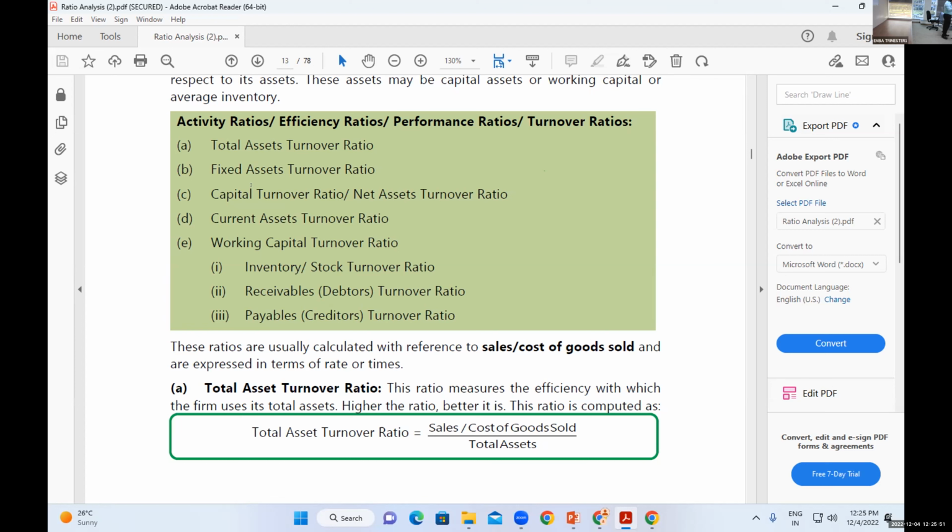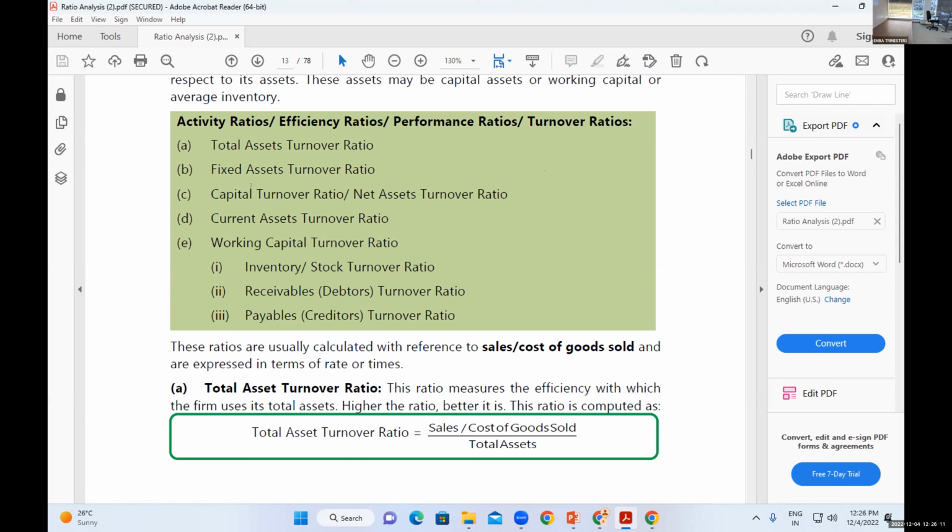If you remove profit, you get cost of goods sold. If the data gives cost of goods sold, fine, but the balance sheet will not have a clear record of cost of goods sold. You have to take only sales, because the formula is given there. Either sales or cost of goods sold, depending upon the data availability, divided by total assets.